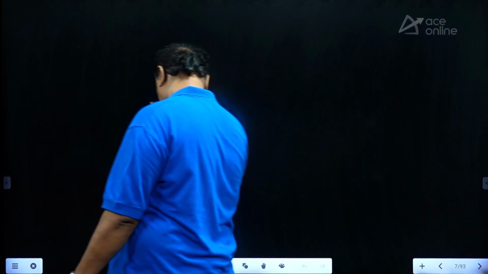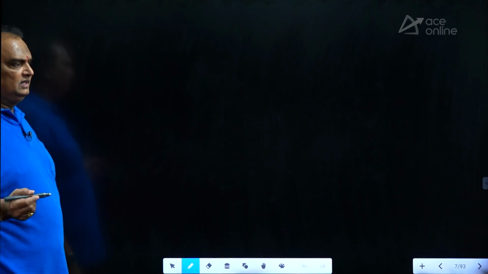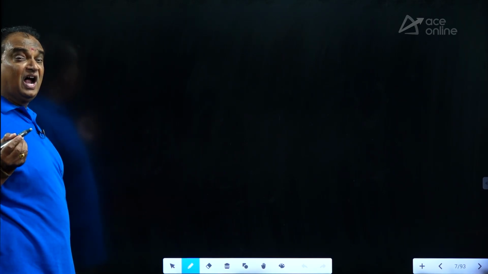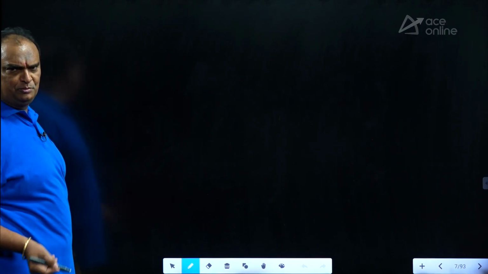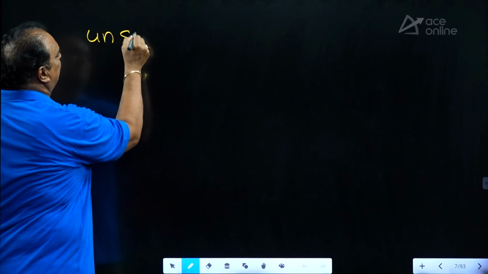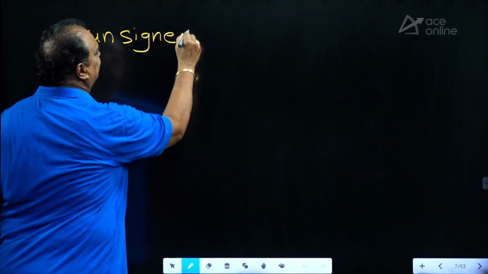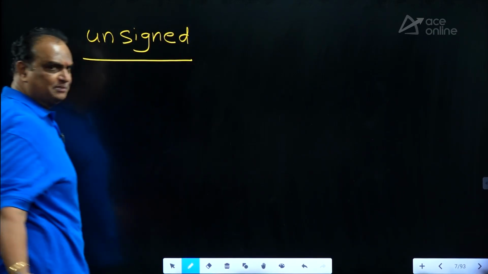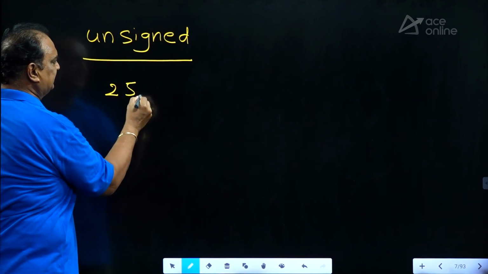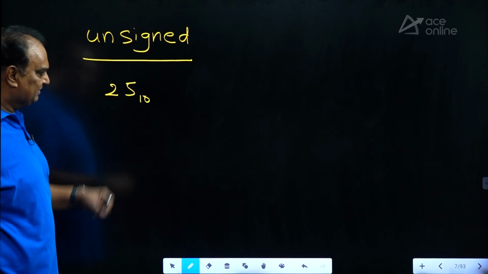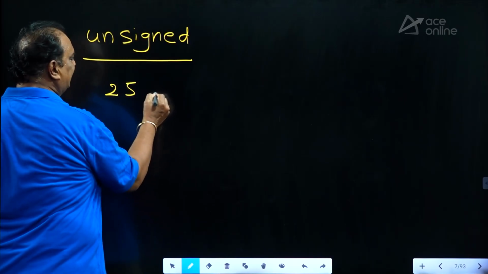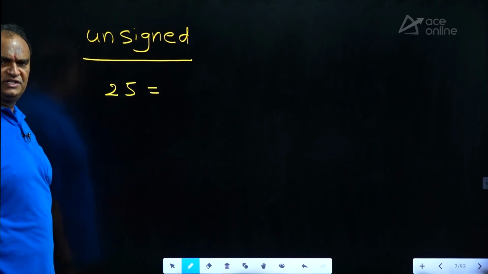Before this, watch this. Here, how to make conversion? Unsigned decimal to binary, signed decimal to binary. If it is unsigned, given data is in decimal. Let the given data be, suppose, 25. It is in decimal. Not needed to write base, just it is in decimal. If base is not there, by default it belongs to decimal.